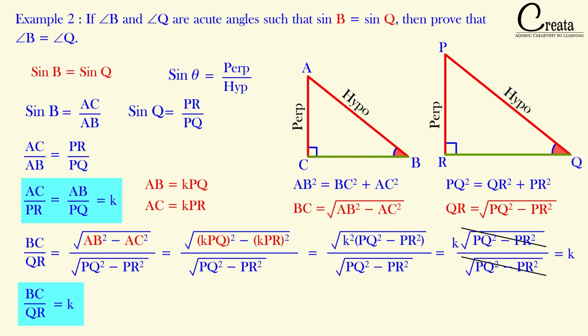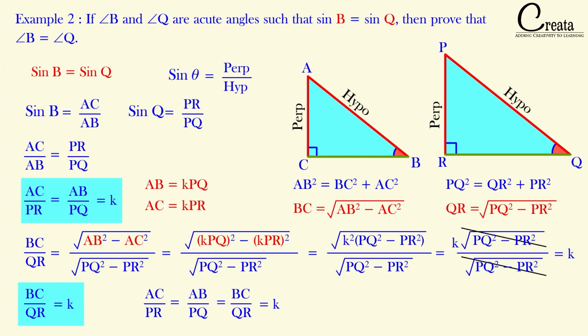If we compare this with the first equation, here AC upon PR is equal to AB upon PQ is equal to K, and we also got BC upon QR is equal to K. So by comparison, we can say AC upon PR is equal to AB upon PQ is also equal to BC upon QR. All these three terms are equal to K. Here if you observe, these are the ratios of the corresponding sides of both the triangles. Got it? AC is corresponding to PR, AB is corresponding to PQ, and BC is corresponding to QR. So we can say the ratio of corresponding sides of two triangles are equal.